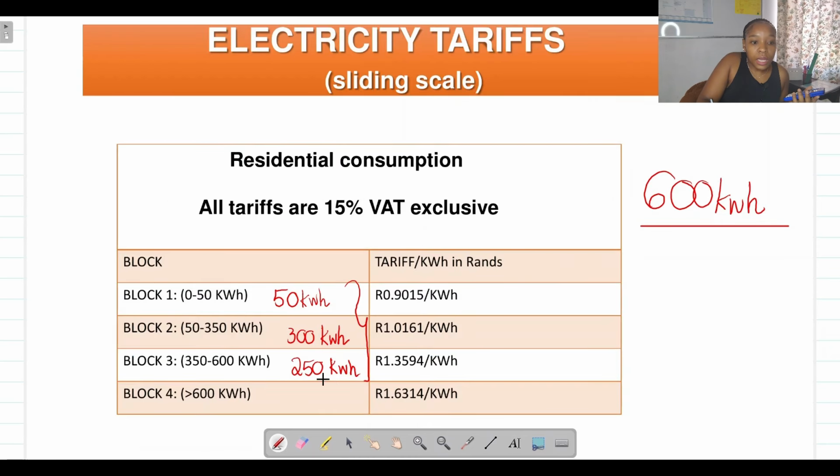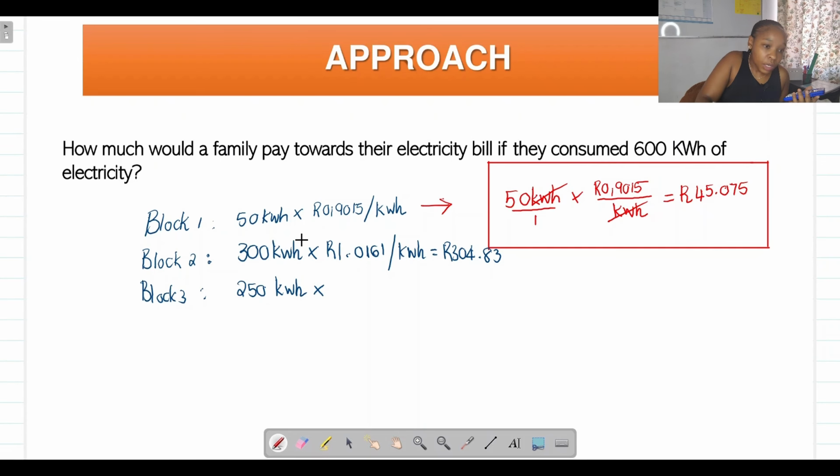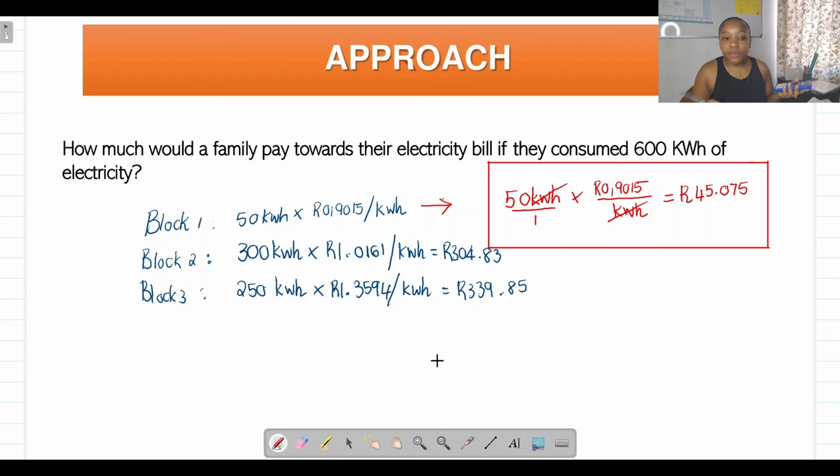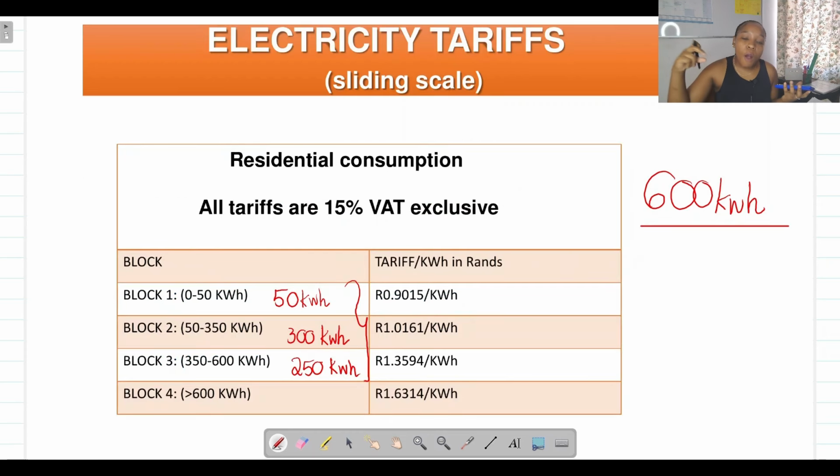Okay, in block 3, it's 250 kilowatt hours, and you're going to multiply it by how much? 1.3594 per kilowatt hour. If you punch that into your calculator, you'll get 339.85 Rand. Okay, so now, guys, we are not done, right? We've just calculated how much you will pay towards electricity in each block.